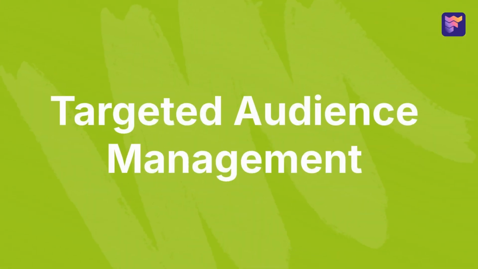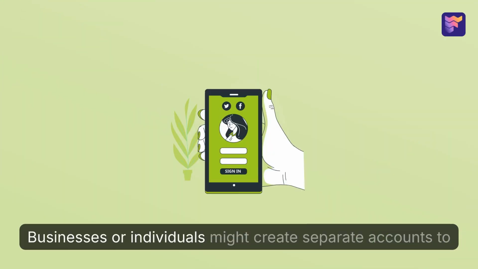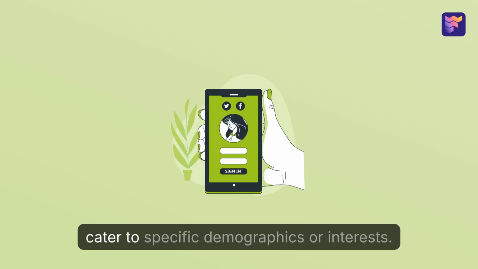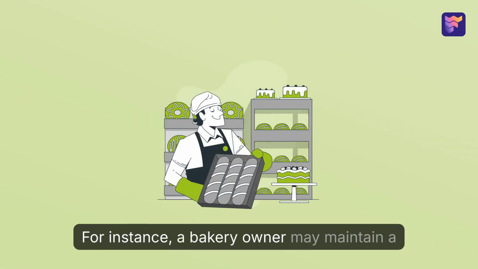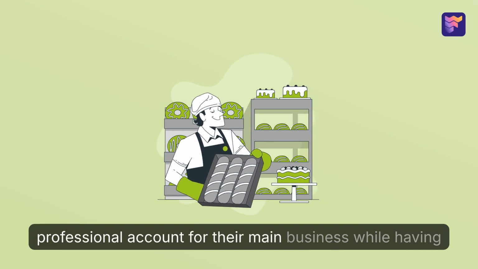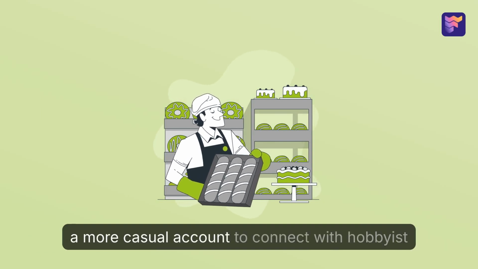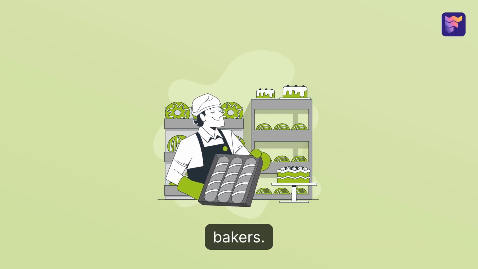Targeted audience management. Businesses or individuals might create separate accounts to cater to specific demographics or interests. For instance, a bakery owner may maintain a professional account for their main business while having a more casual account to connect with hobbyist bakers.